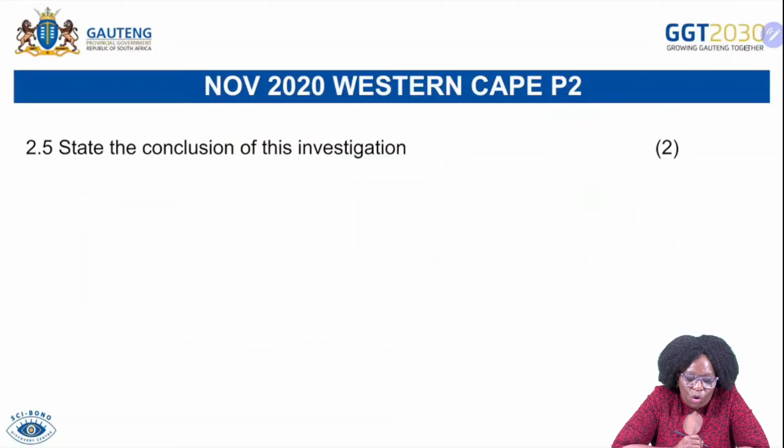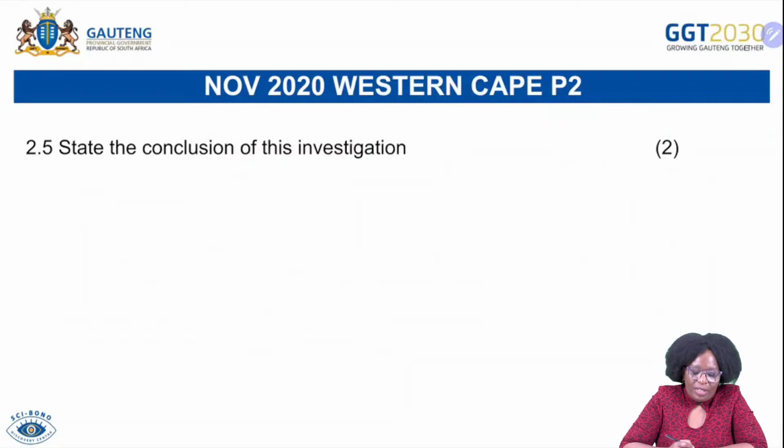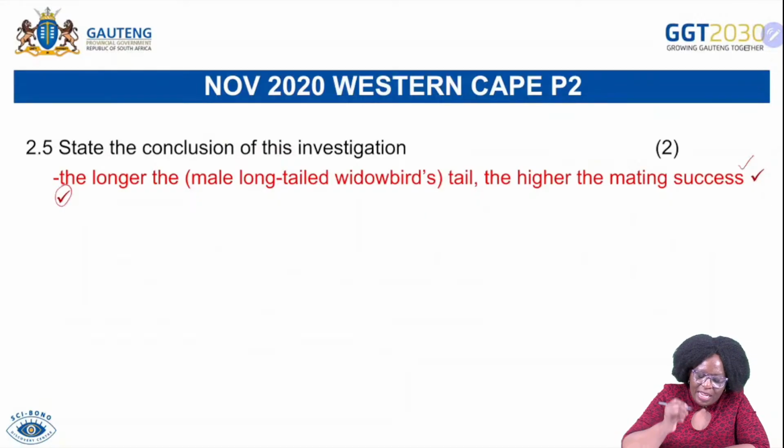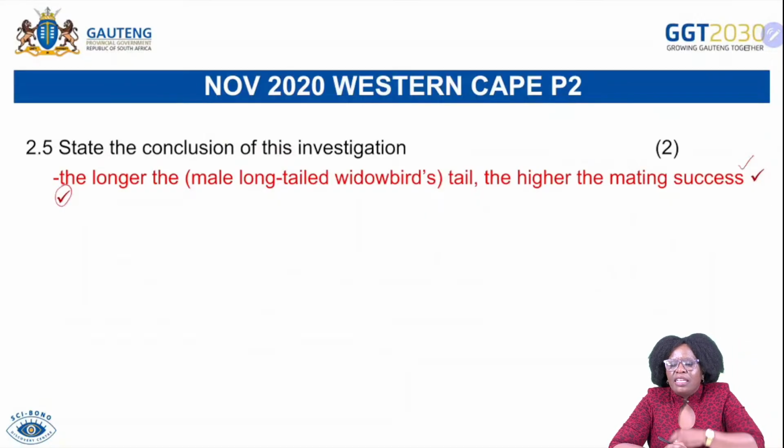2.5 states the conclusion of this investigation. Already you have seen the outcome. How do you draw the conclusion? The conclusion is drawn from what you saw. The table that we looked at gave us an indication of what we can conclude from this investigation. And what is the conclusion, class? The longer the male long-tailed widowbird's tail, the higher the mating success. Yes, the higher the mating success. 2 marks. It's either you get 2 marks or nothing.